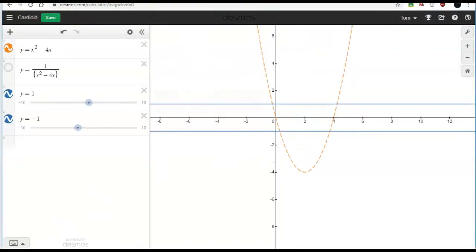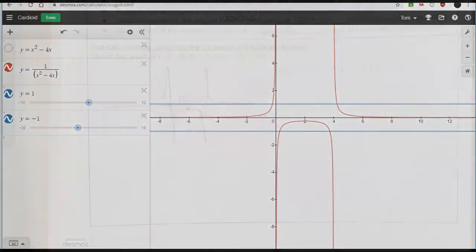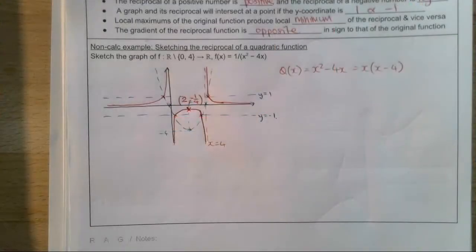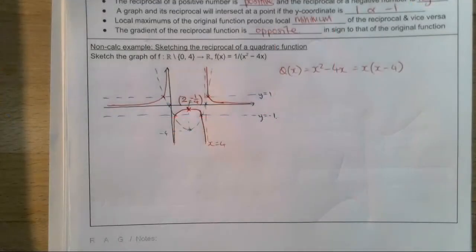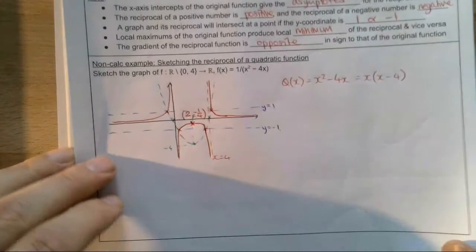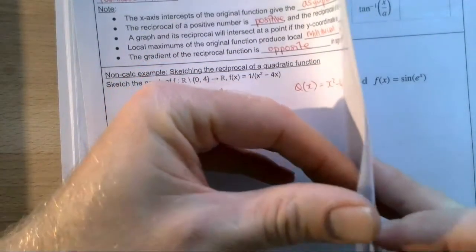Indeed, if we have a look at it, here we go. Here are the lines that we drew on there: y equals minus 1, y equals 1, and the original quadratic. If I add in the one we're interested in, we can see it matches the diagram almost exactly. So, a very good trick to help us with these types of questions. Okay, a couple more.